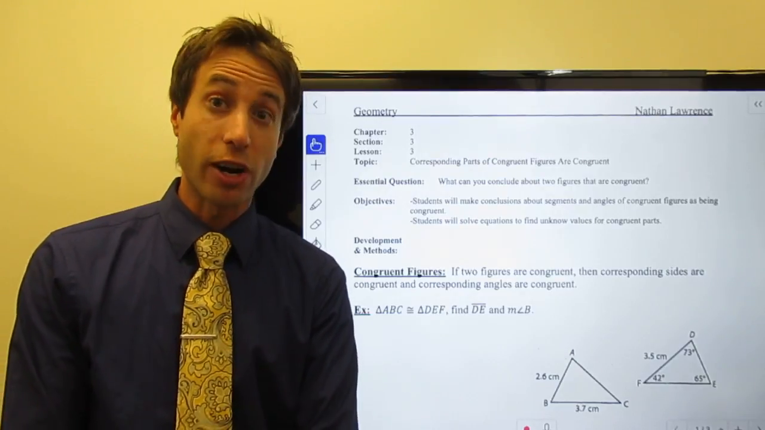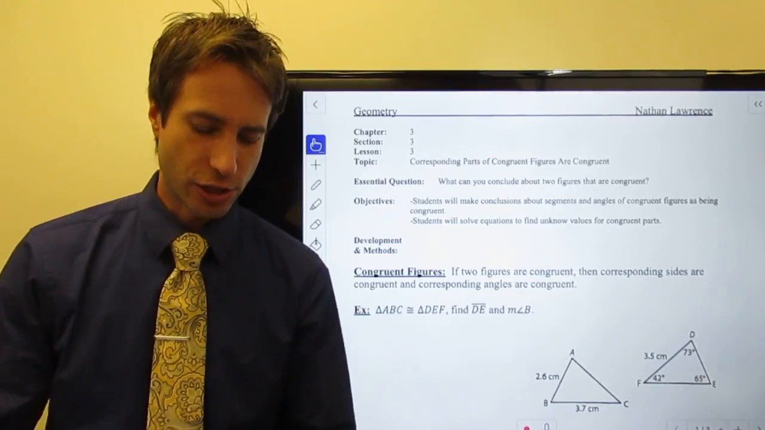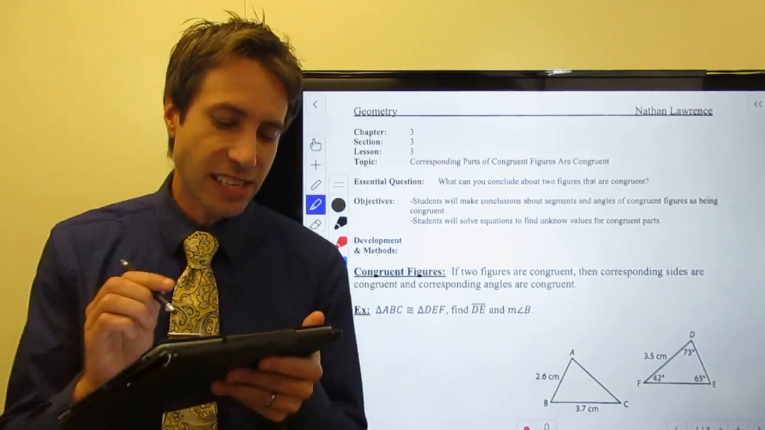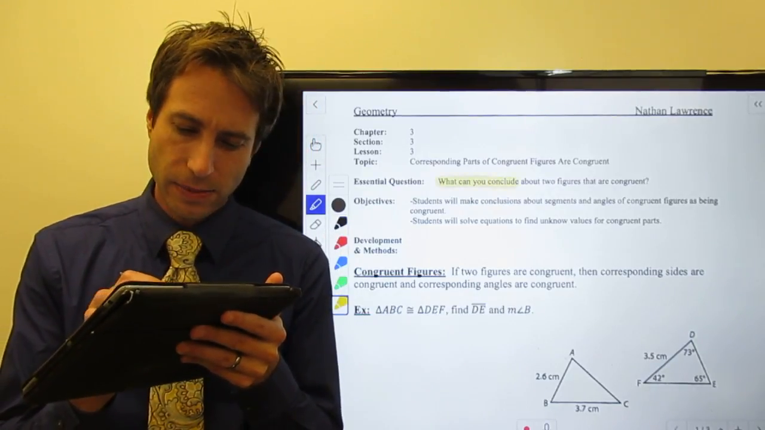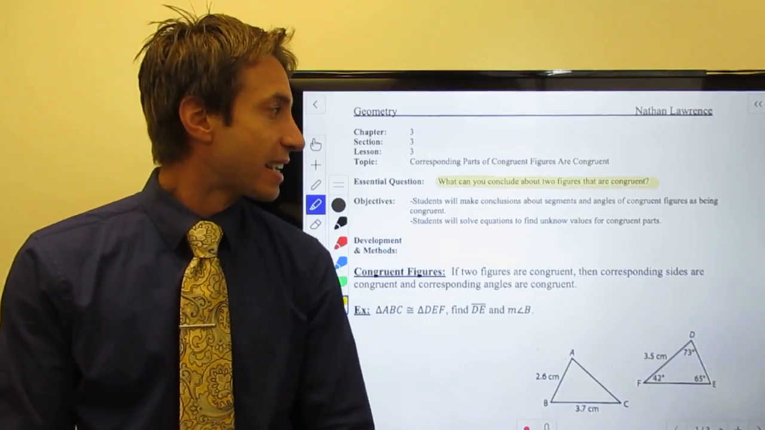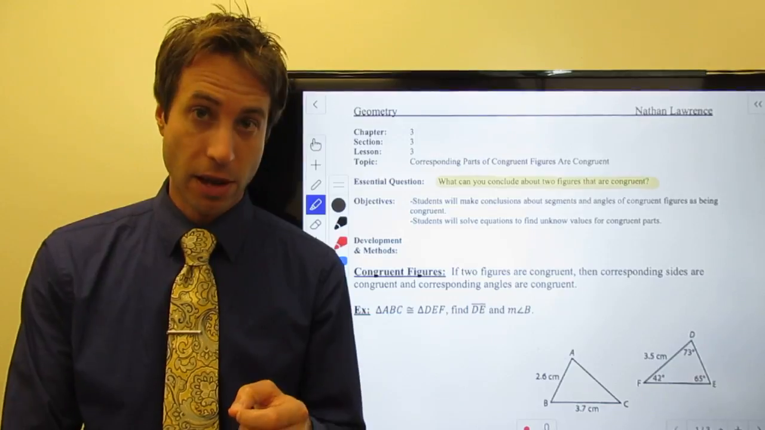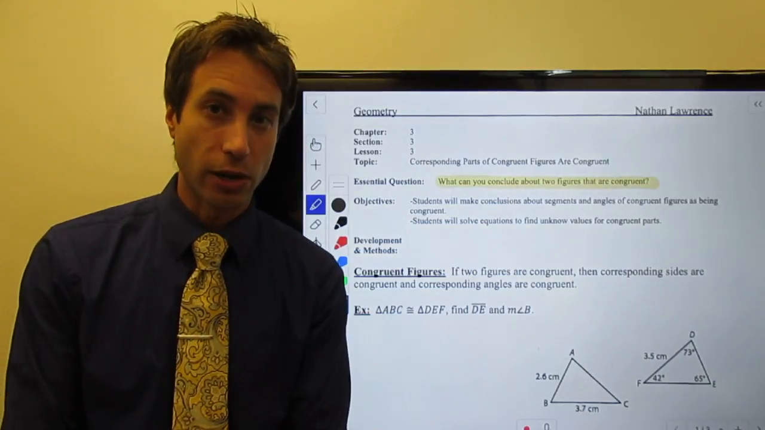Let's go ahead and take a look at our essential question to get us started. Here's what you are going to want to be able to answer by the time we get to the end of this set of notes, and it's simply this: What can you conclude? What can you determine about two figures that are congruent?